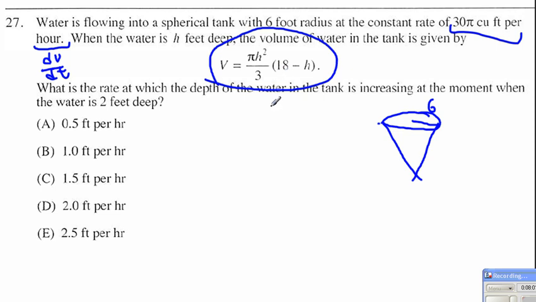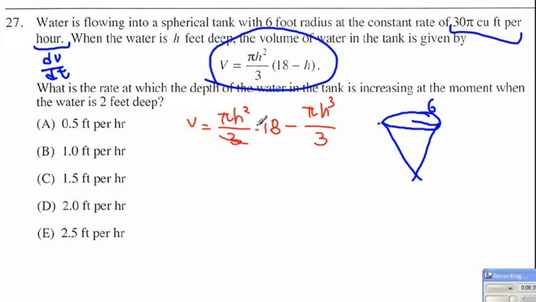Then we realize V prime is equal to... we have to use the product rule here because we have two h's in 2 locations. Or we can simply multiply everything out. Let's try to go for that first step. We'll do the other one a little later. When you rewrite this one, we end up getting V is equal to pi h squared over 3 times 18 minus pi h cubed over 3.